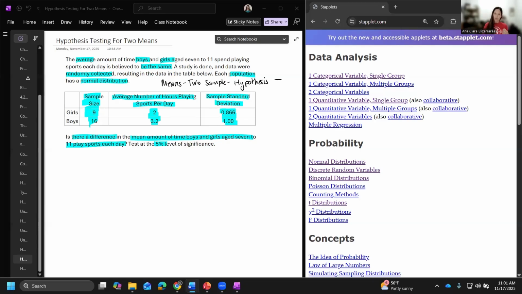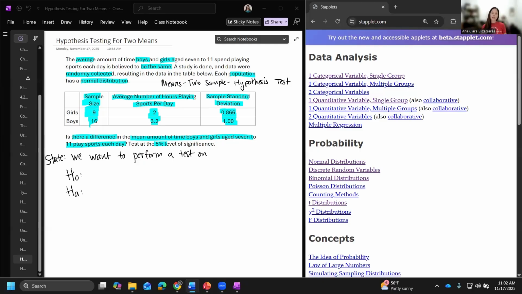And so because of that, when we go through a four-step process of state, plan, do, conclude, we're stating hypotheses. We're drawing conclusions about rejecting or failing to reject, and so on. So the first thing that we want to do is set up our hypotheses. Actually, I like to say we want to perform a test. And then I write my hypotheses.